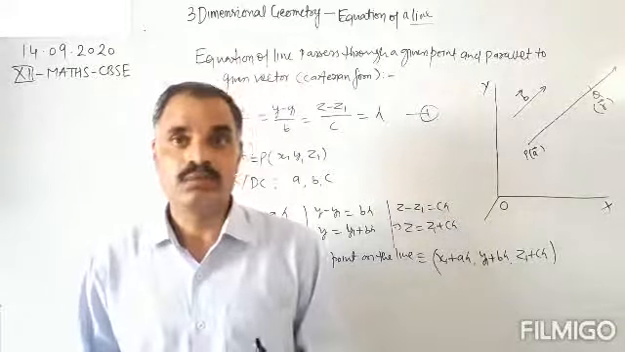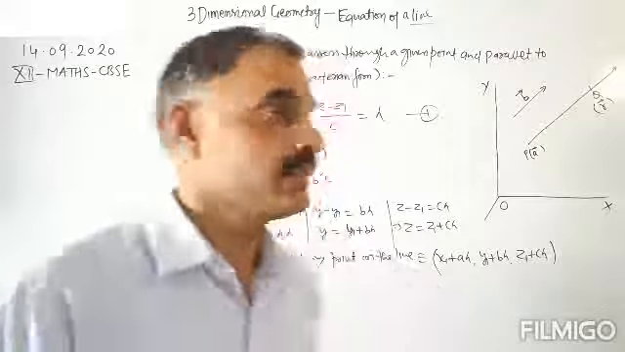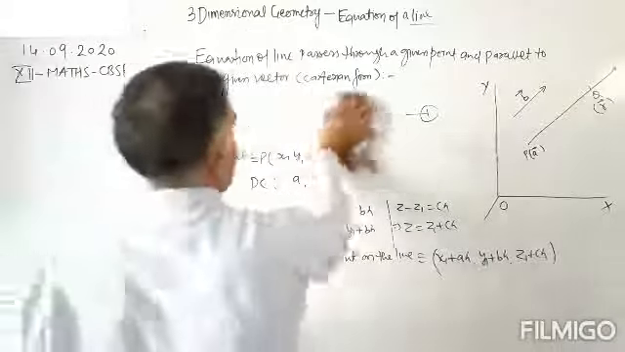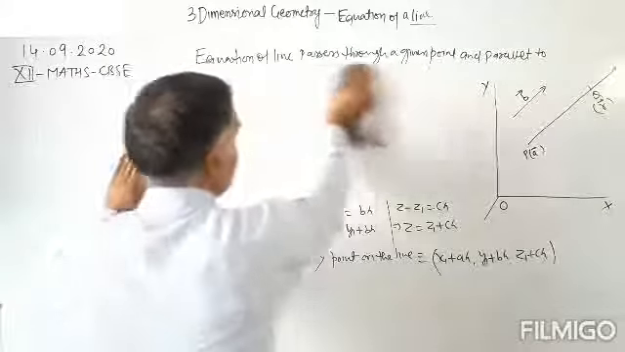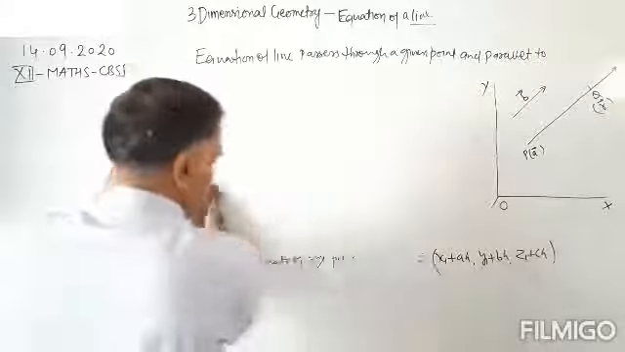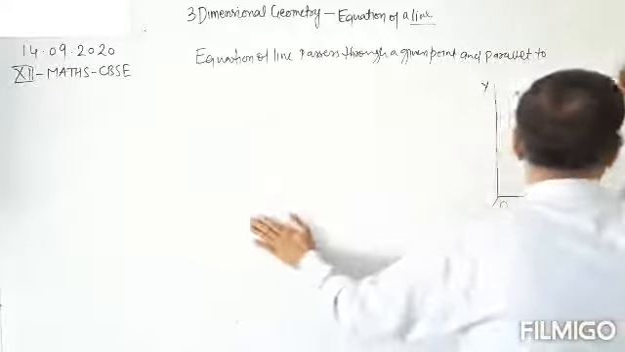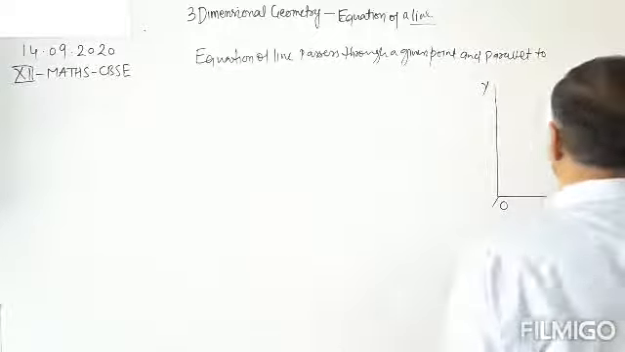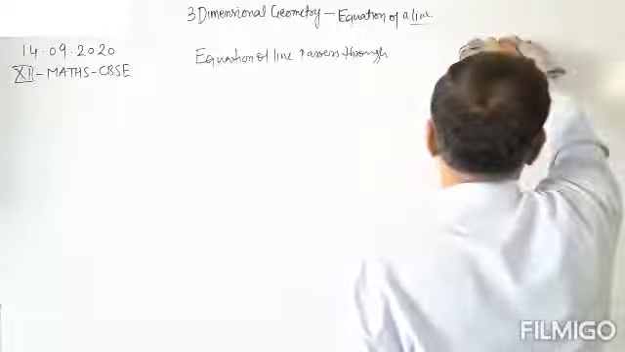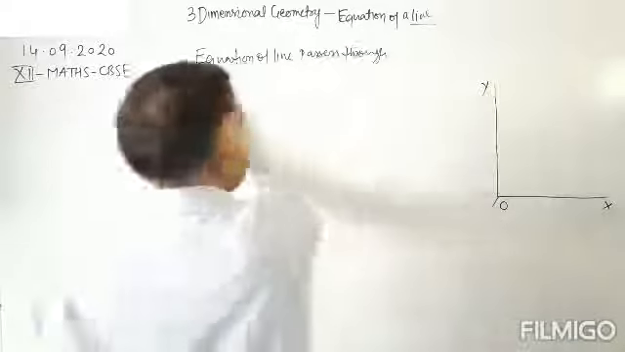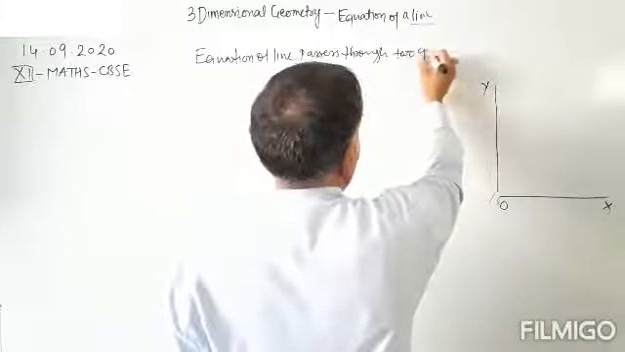Now let us find the equation of a line passing through 2 points. The equation of a line passing through 2 given points, in vector form, and after that in Cartesian form also.